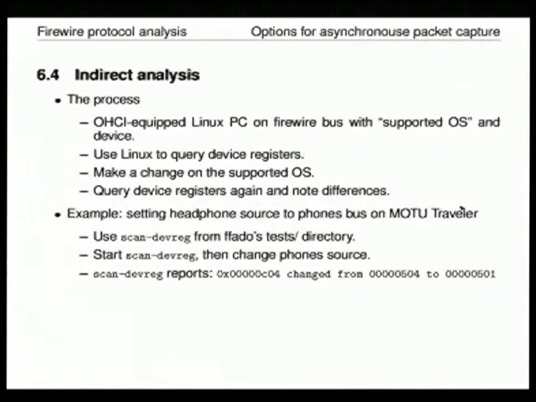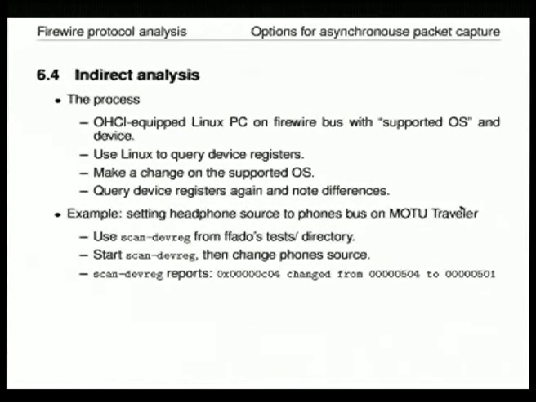Another thing that sometimes works, and I've actually talked a couple of people through this, is what I've termed indirect analysis. The idea here is that we have a topology very similar to what we had before, where we have a supported operating system, our Linux machine, and the target device all on the one bus. And we use our supported operating system in the same way as we did. But in this case, we don't have a PCI links card. We have just another OHCI card in the Linux PC.